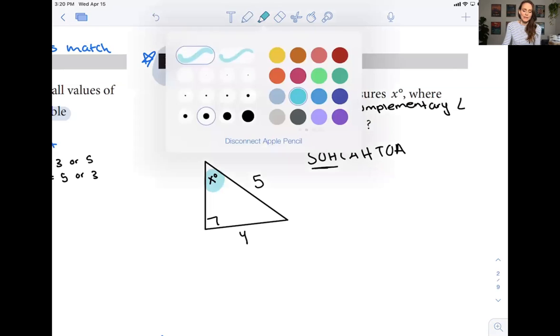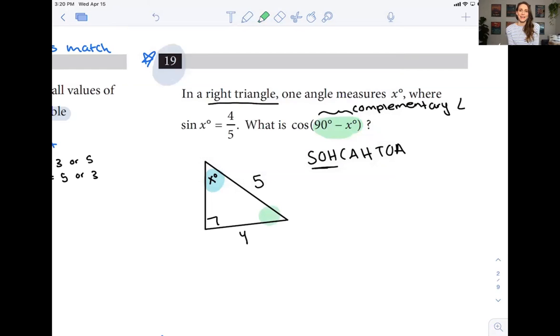Well, the 90 minus X angle has to be the other angle in the triangle, because we already have a 90-degree angle, right? We already have the angle that we called X. So the remaining angle has to be 90 minus X. Remember, there's 180 degrees in a triangle. So this right here is 90, and this angle here plus the angle there has to also equal 90 to give us that 180 degrees.